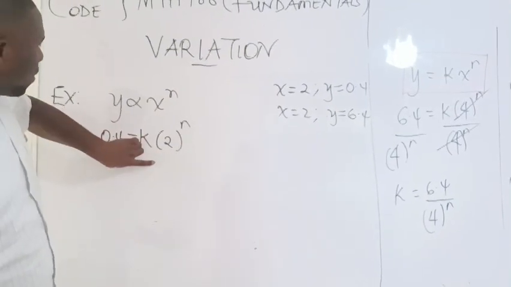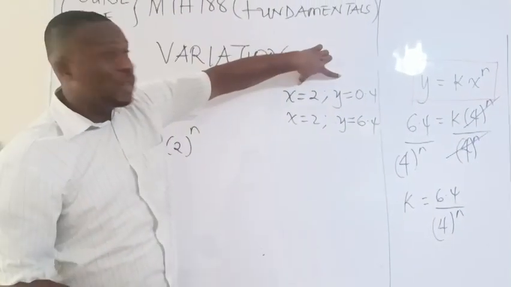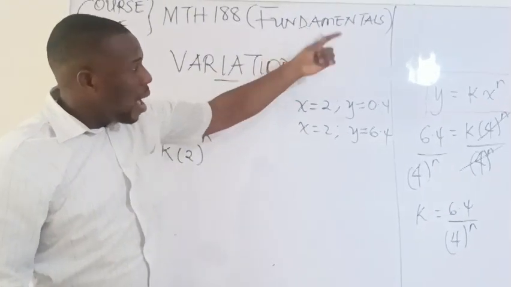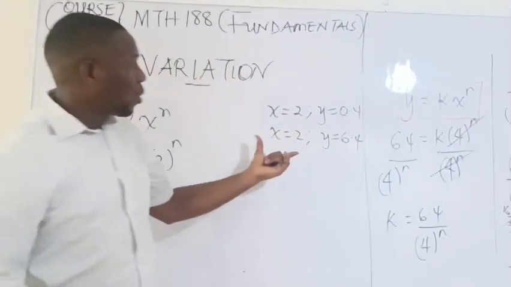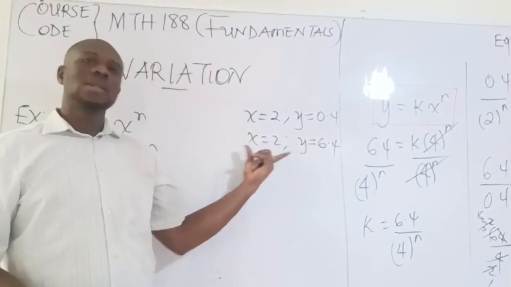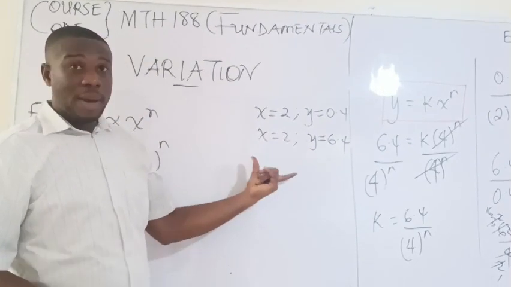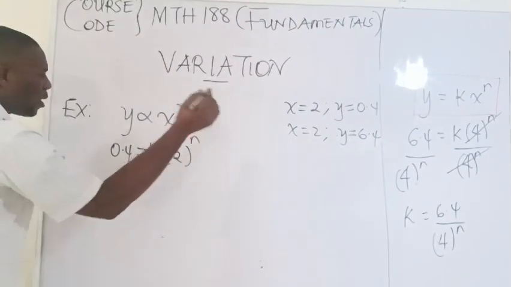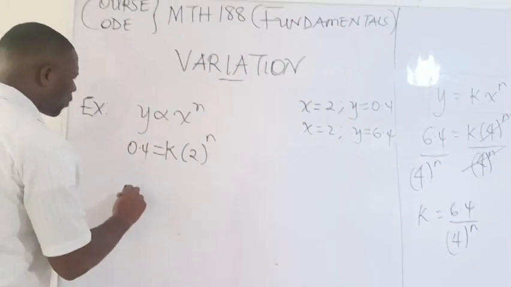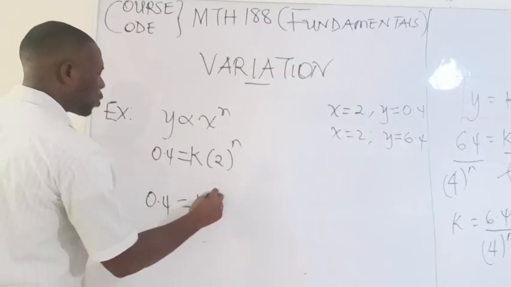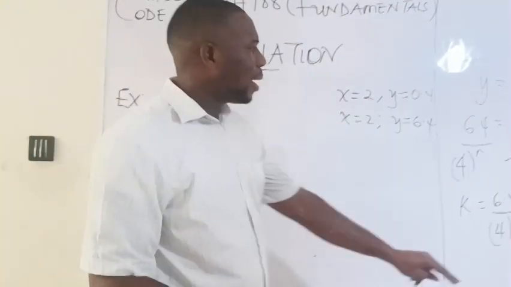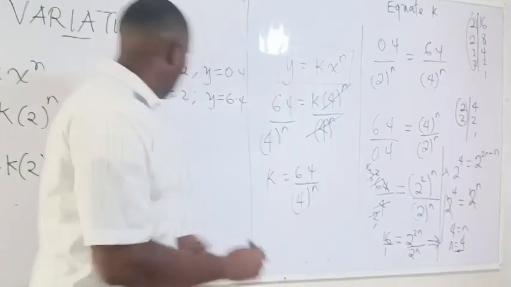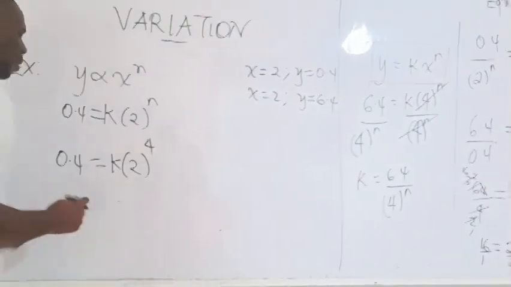That's the formula I got from this first set of values of x and y. I am free to call this equation 2, the formula I got from this set of values, the second pair of x and y. All right, so let me use this. So I have 0.4 is equal to k into bracket 2, and of course, clearly, n is a 4. So I could stick in a 4 here.